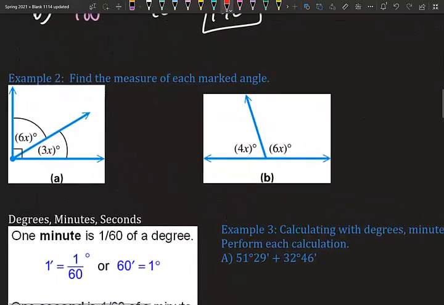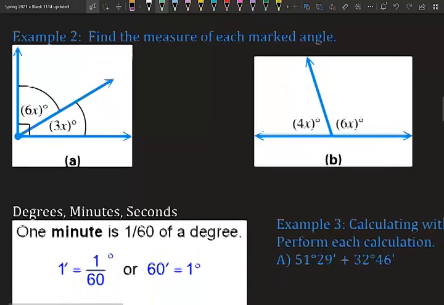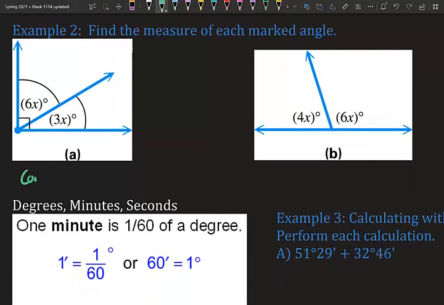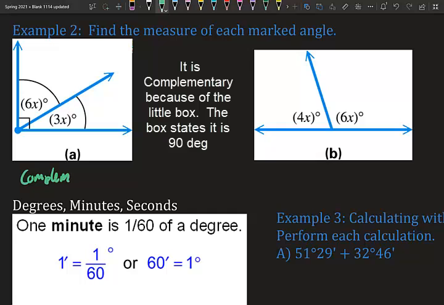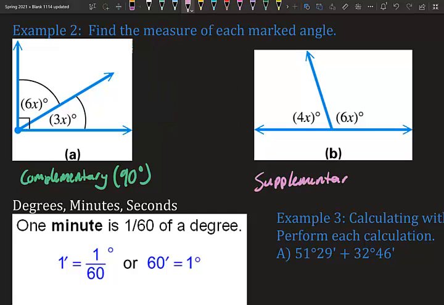All right, we're going to do the same thing. We're going to find the measure of each marked angle. So for part A, we have a complementary, which is 90 degrees. For part B, we have a supplementary, which is 180 degrees.